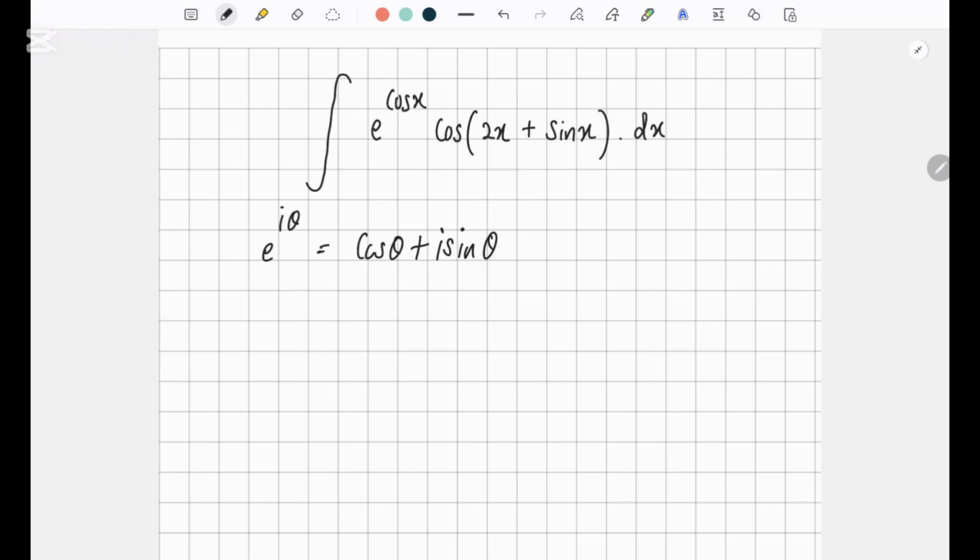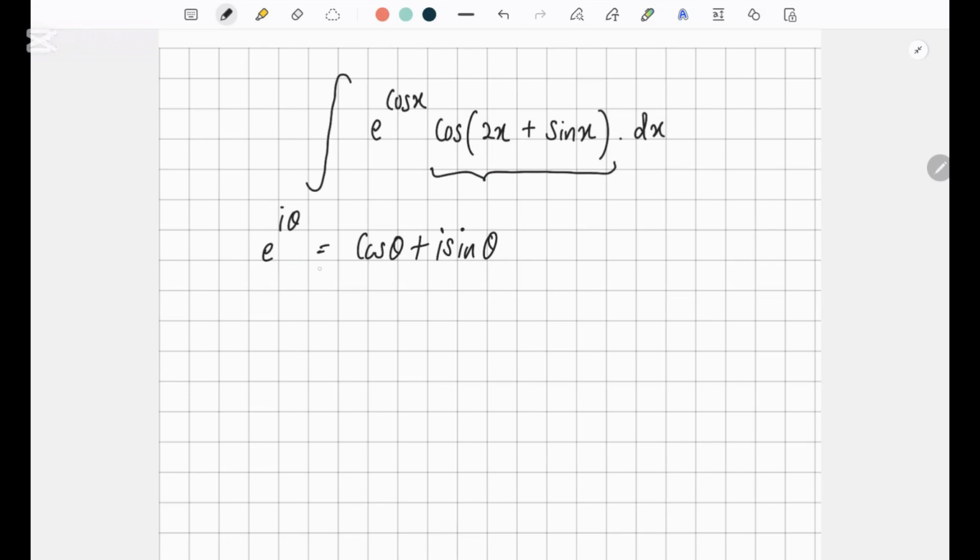So if you look at the question, if you focus on this, how do we write this in terms of e to the power i theta? Now this comes under complex numbers. If you guys don't know about these, please drop a comment. I'll help you out and give you a tutorial on that lesson. So how could you write cos 2x plus sin x in terms of e to the power i theta?